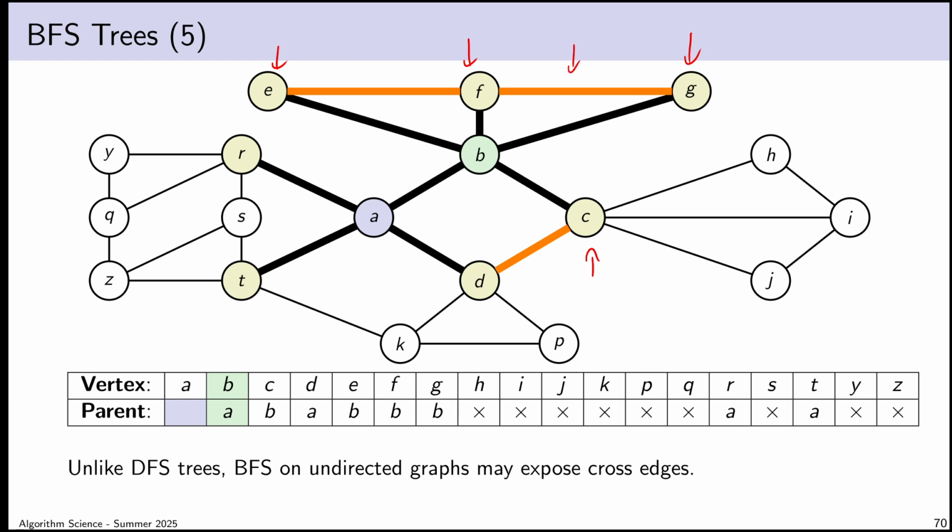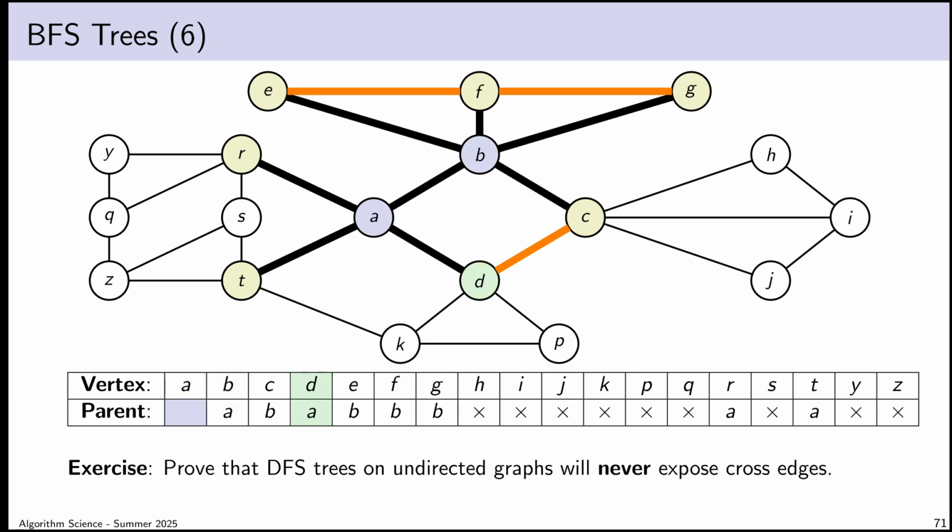So notice how if we understand that B is the parent of all of E, F, and G in the BFS tree, well, that means this edge here is bridging between two separate branches of the tree. It doesn't go between a vertex and its ancestor. It goes between two siblings in this case, two vertices on different branches of the tree. So it is a cross edge. So unlike DFS, BFS may expose cross edges on an undirected graph. Now, as I mentioned a minute ago, it actually turns out that DFS will never do that.